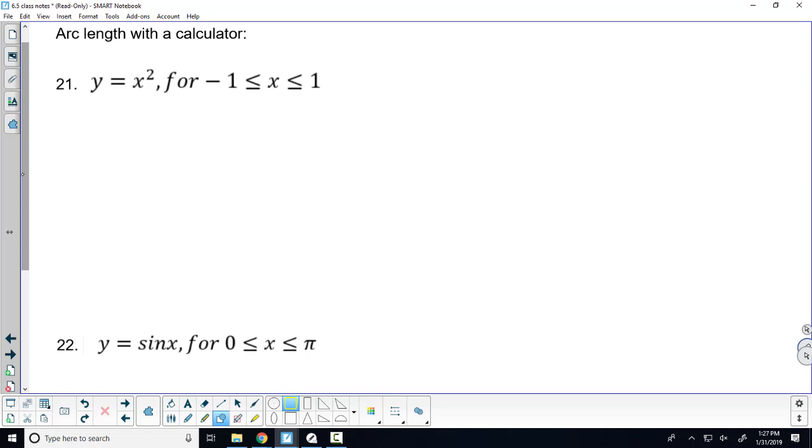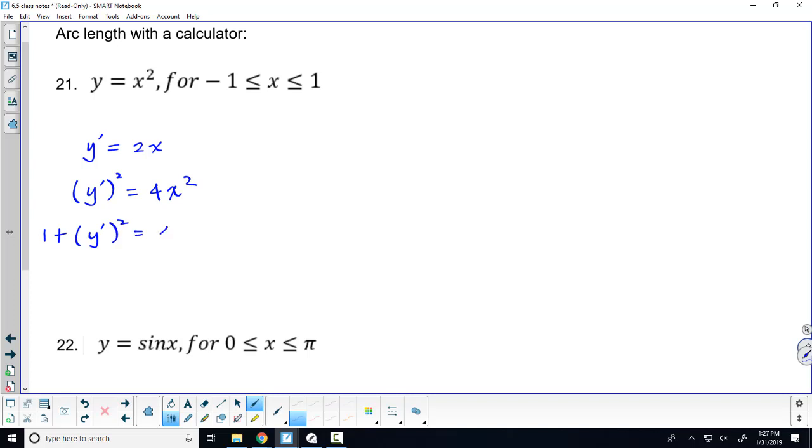All right, well, let's take a look at this. It looks like a really simple function. When someone says find the arc length of y equals x squared, it feels like that should be easy. But it's not. So we take our derivative, and we get 2x. And then we square the derivative, and then we add 1 to that squared derivative. So our arc length is then the integral of the square root of that quantity from negative 1 to 1.